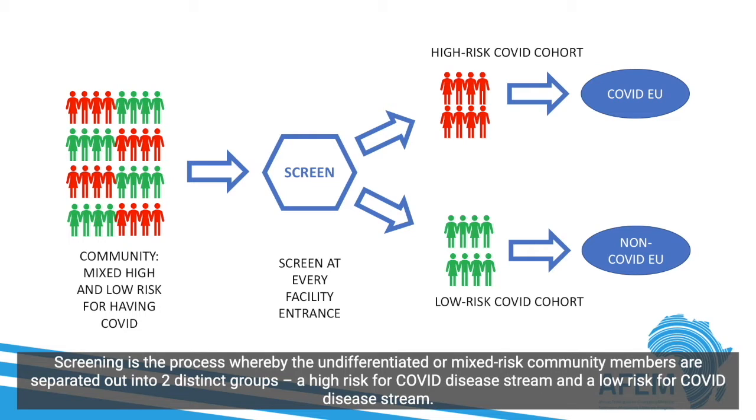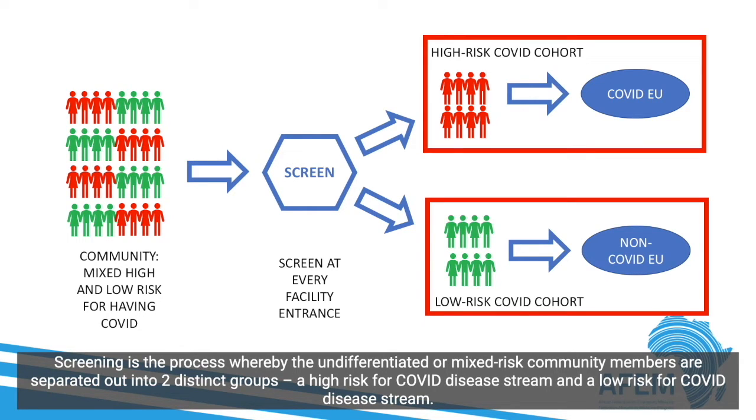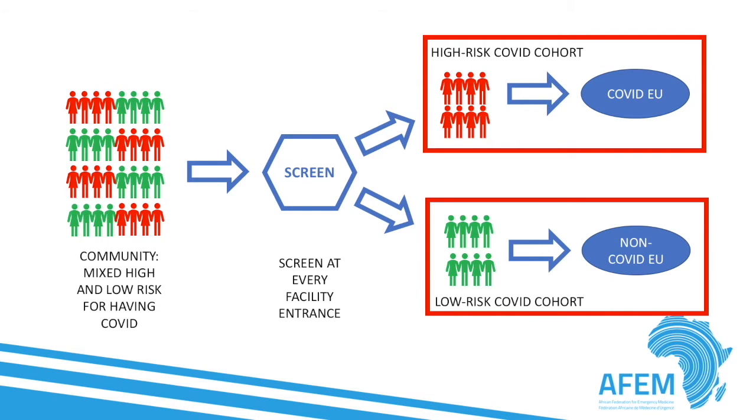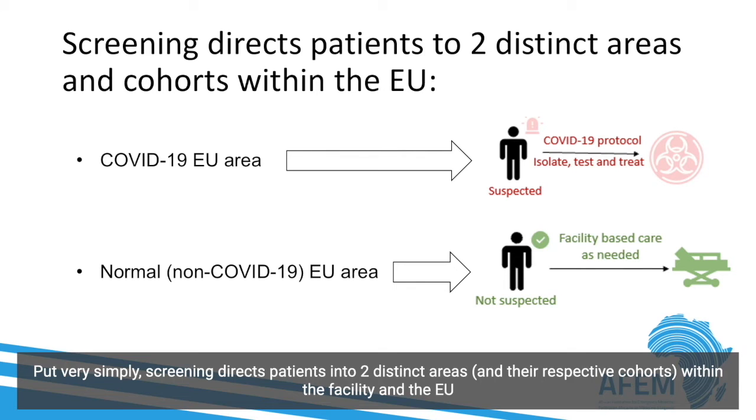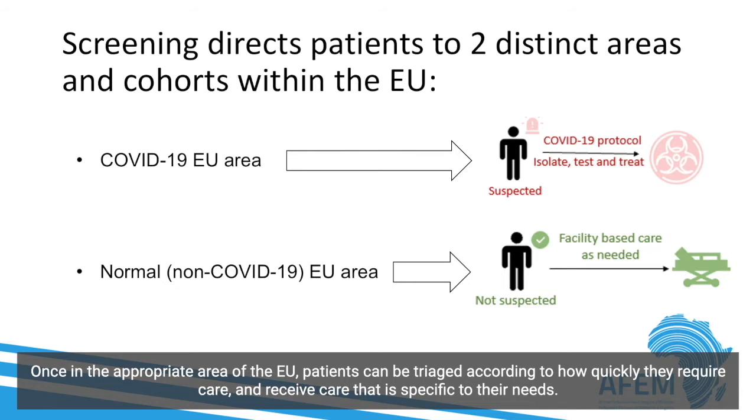Screening is the process whereby undifferentiated or mixed risk community members are separated out into two distinct groups, a high risk for COVID disease stream and a low risk for COVID disease stream. Put very simply, screening directs patients into two distinct areas and their respective cohorts within the facility and the emergency unit. Once in the appropriate area of the emergency unit, patients can be triaged according to how quickly they require care and receive care that is specific to their needs.